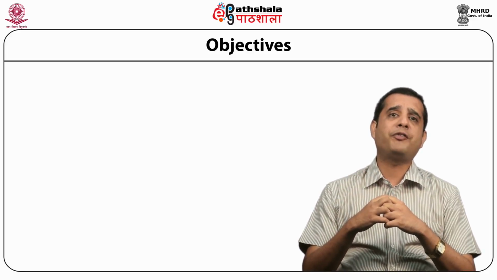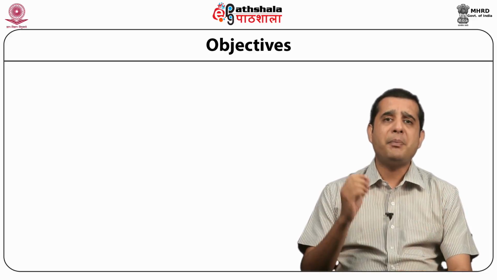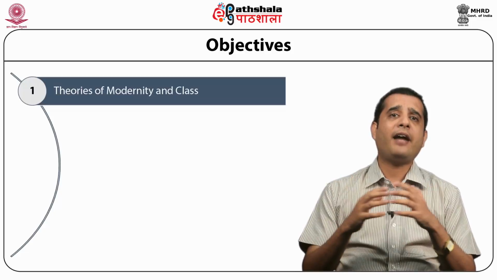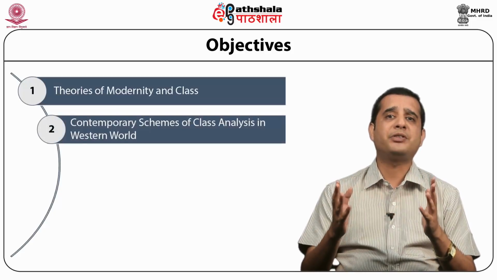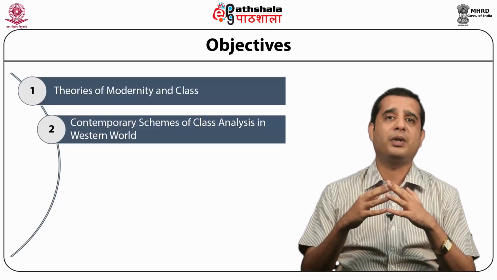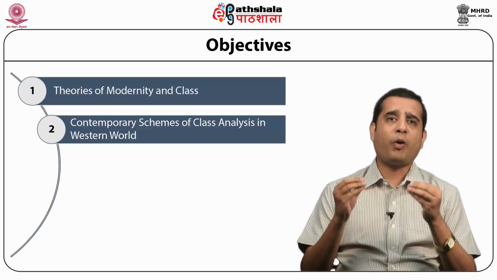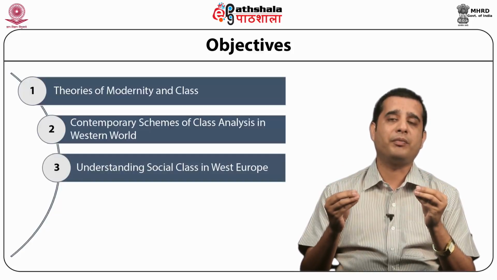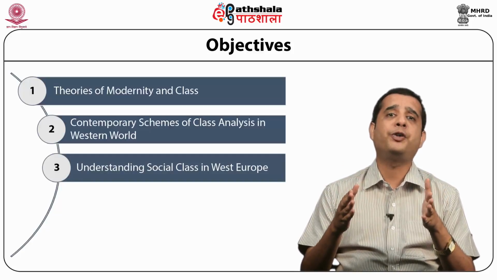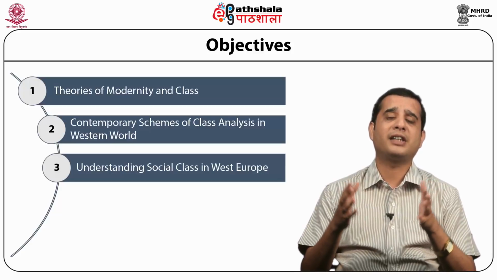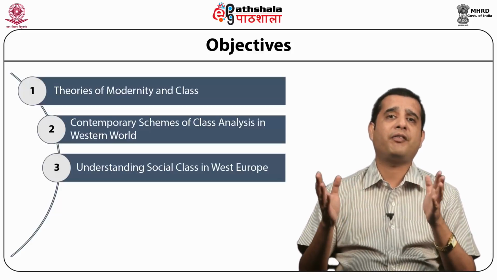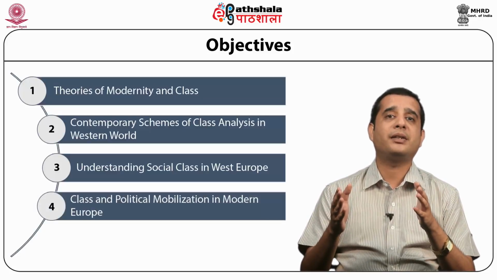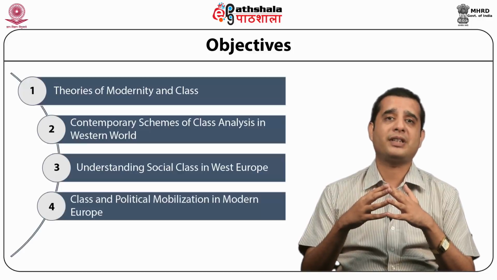In the first part, I would first be discussing and analyzing the major theories linking modernity with class. Then I would look at the contemporary schemes of class analysis in the Western world. This module will specifically try to understand social class in Western Europe, and in this context I would be referring to the nature of class structure in different countries of West Europe. I would also look at class and political mobilization in modern European societies.